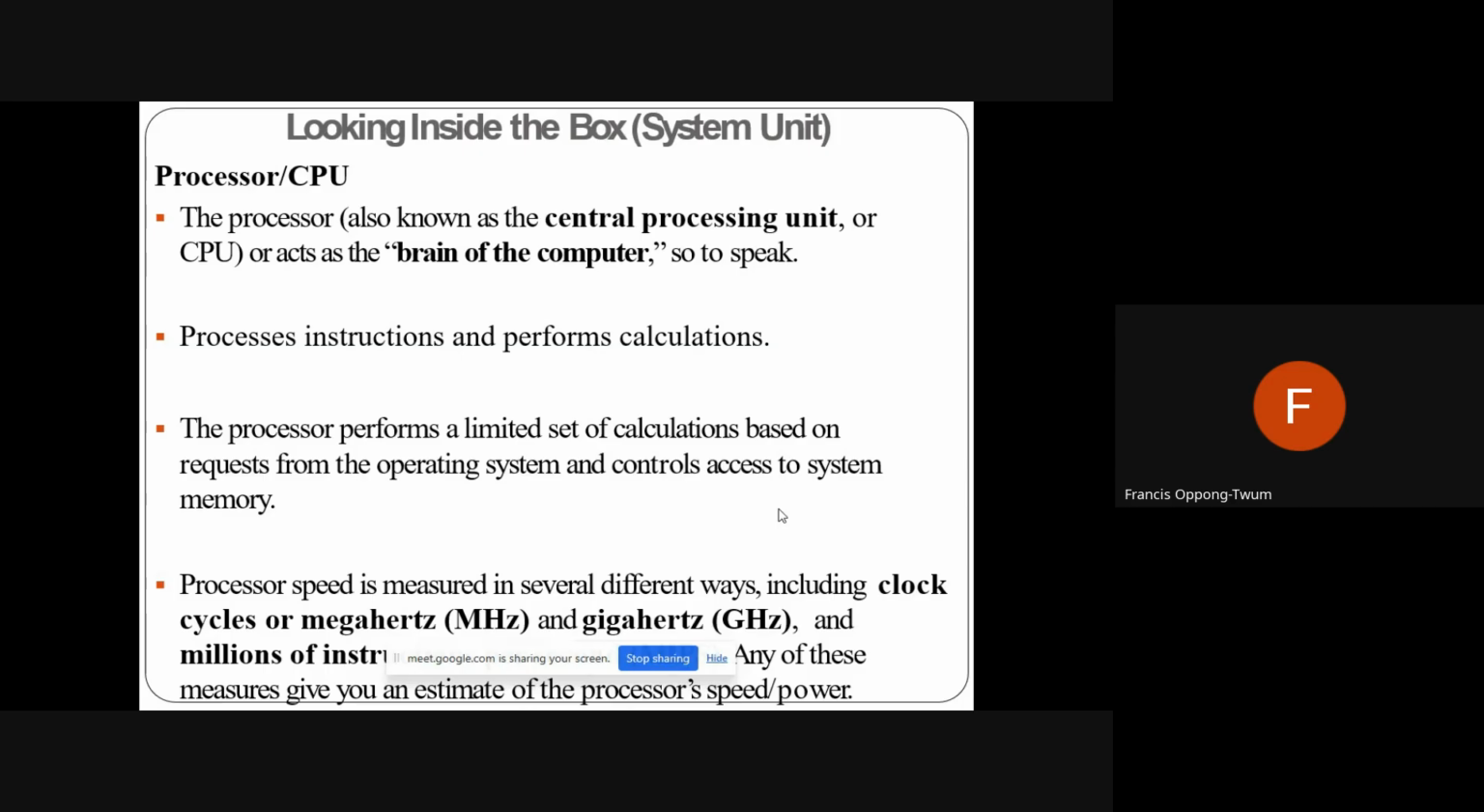So the first component that we took was the motherboard, and I think we have been able to identify the motherboard. Please, people have their hands up. He said what?